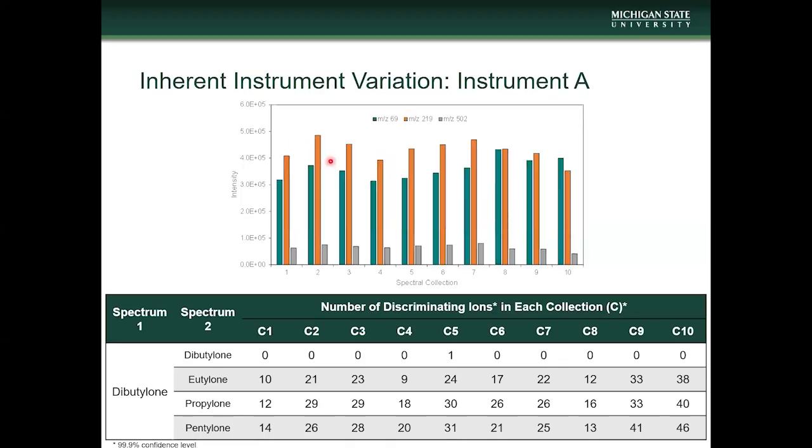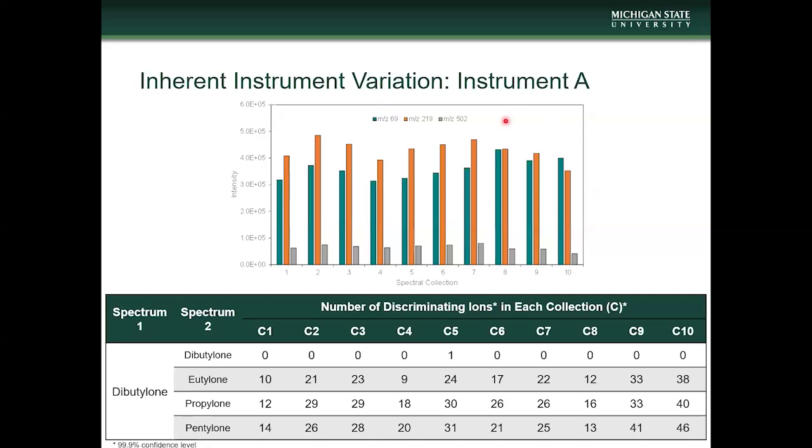We also looked at the abundance and the ratios of 3 of the calibration gas ions in the autotune. So mass to charge 69, 219, and 502. For the first 7 collections, you can see that there's definitely some variability in the abundance of these ions, as you might expect, but the ratios of these ions within a collection remain quite consistent.